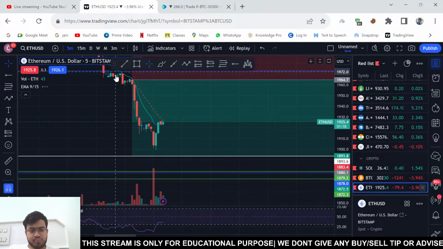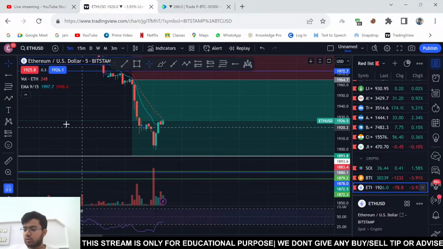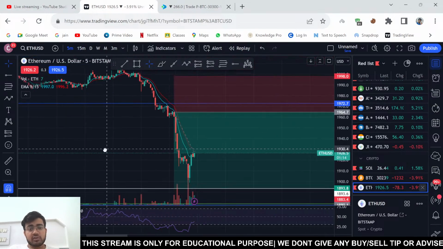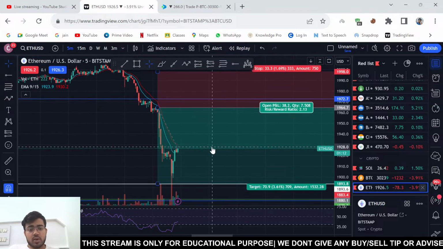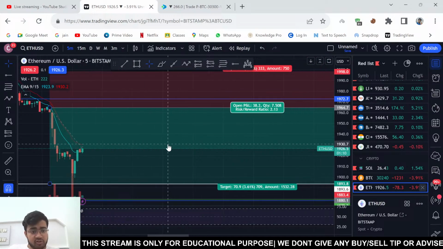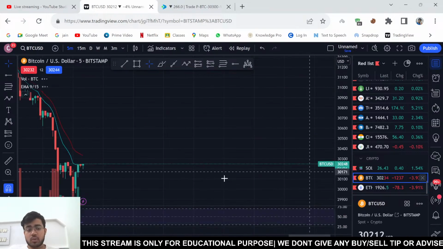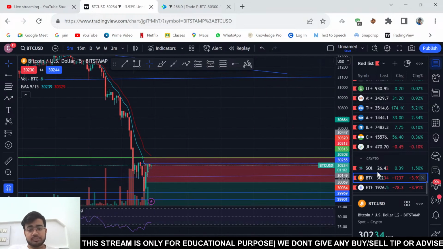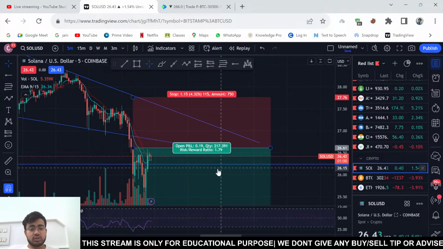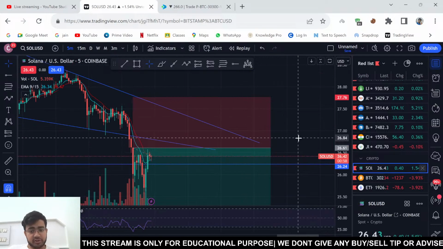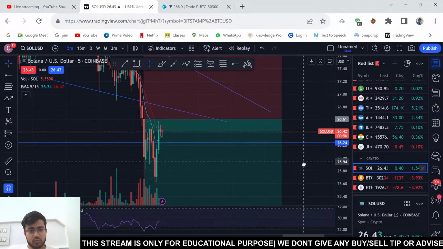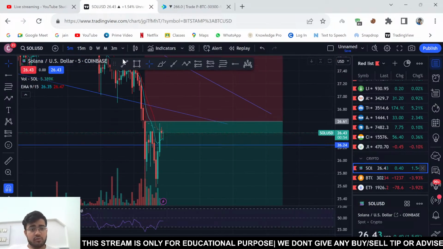Ethereum isn't looking very good, guys. Isn't looking very good. If you see a closing above this level, 1930, just exit the trades, book the profits. In Solana, stay in the trade is the move for now.